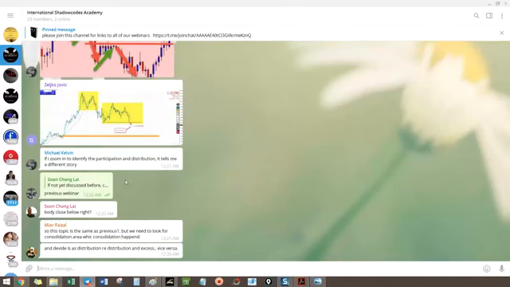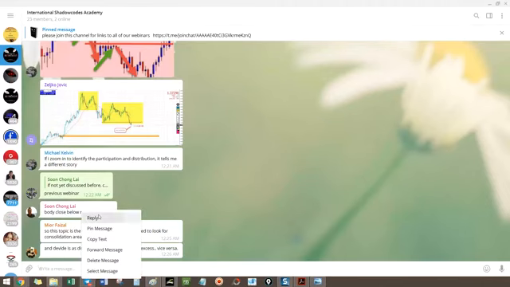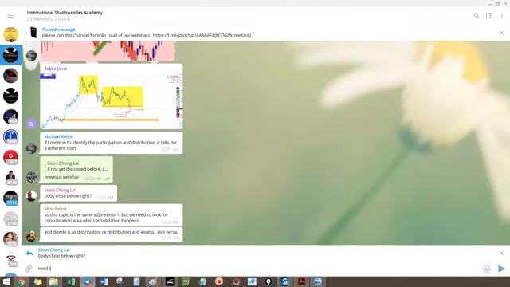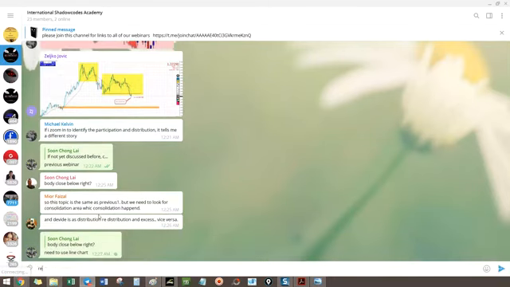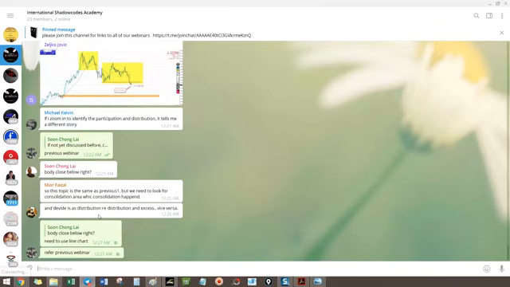Body close below. Yes, body. Need to use line chart. Refer to a previous webinar. So this topic is the same as the previous one, but we need to look for the consideration area where it happens. Yes, correct.